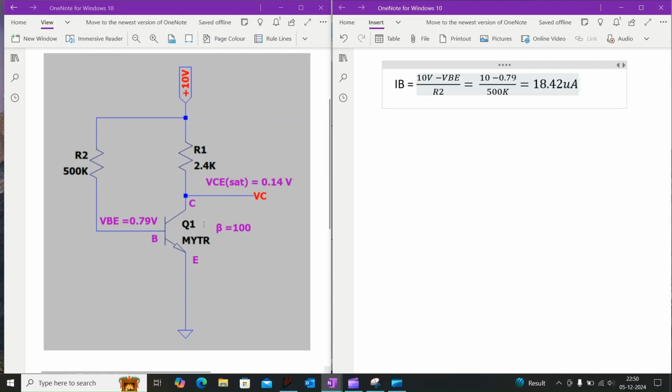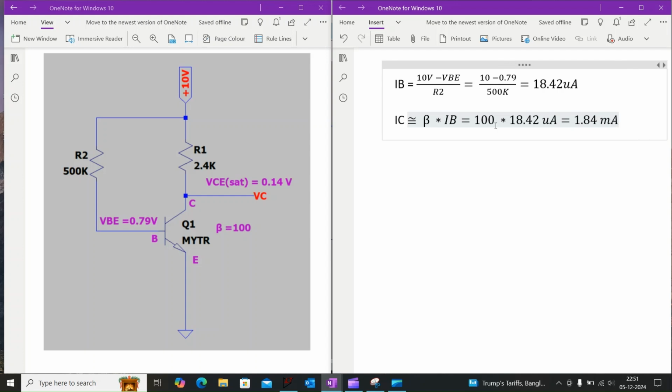So now we will assume the transistor is working in the active region, so that collector current IC is approximately equal to beta times IB, which is equal to 100 times 18.42 microamps. When we simplify this, we will get 1.84 milliamps. That means when the transistor is operating in the active region, its collector current will be 1.84 milliamps.